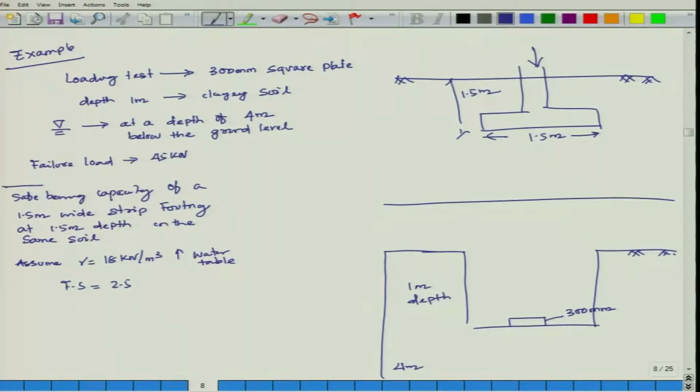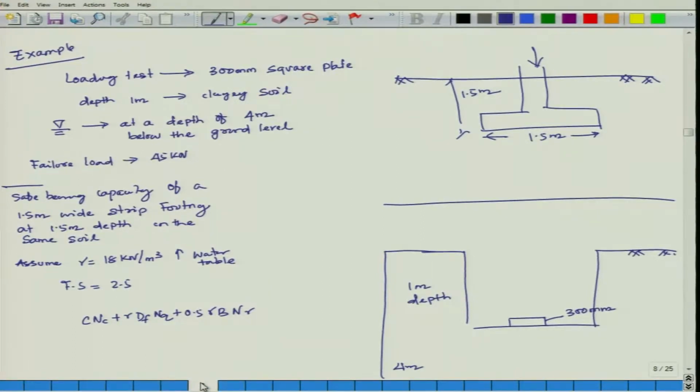So, from the plate load test, the failure load is observed to be 45 kilonewton. This is your problem. So, to find the shape bearing capacity, what is the formula? Terzaghi: q_u = cNc + γDfNq + 0.5γBNγ. Basically, you need to have Nc, Nq and Nγ. Let us solve this problem.